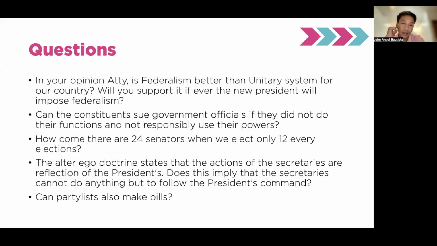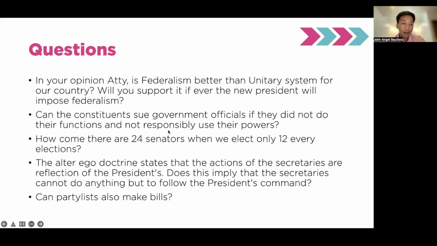So yan. The Alter Ego Doctrine states that the actions of the secretaries are a reflection of the president's. Does this imply that the secretaries cannot do anything but to follow the president's command? Ideally yes. Hindi sila pwedeng gumawa ng anything without the imprimatur of the president. Pero if they do na may gawin sila, the president can always invalidate that. Pwede niyang i-invalidate yung ginawa nila.